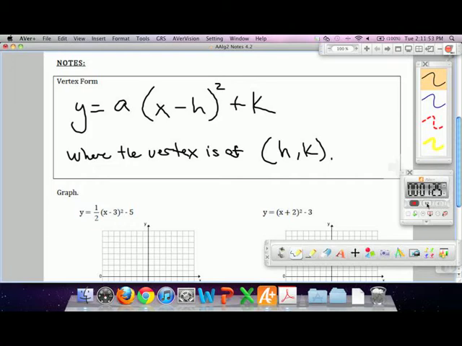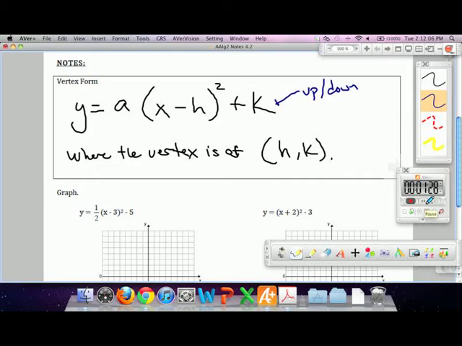K will tell us how to shift it up and down, the same as what's written, because it's plus K. And H will tell us left and right, but opposite, because it's subtract H. Identical to our general absolute value functions from earlier in the trimester, from chapter 1. Also, A will be the stretch or shrink, and A will tell you how much it's being stretched or shrunk.